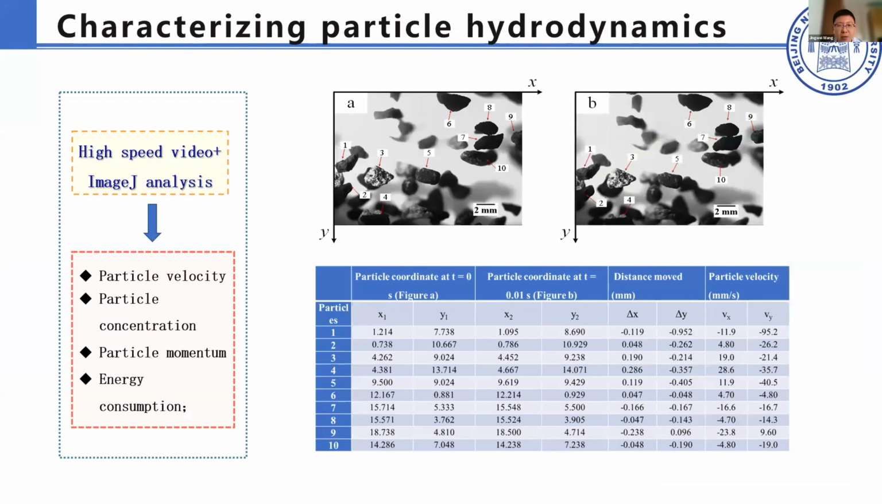Then we can give each GAC particle a coordinate. And using these coordinates, we can calculate the particle velocity, particle concentration, particle momentum like this, and also the energy consumption. We calculate a large amount of data, then we use statistical analysis to analyze the data.